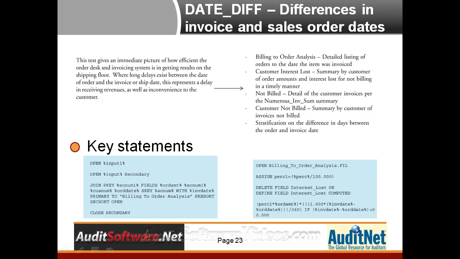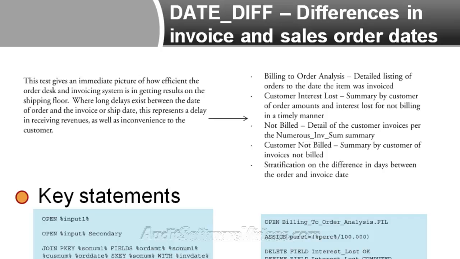The first test we're going to talk about is the date difference test, and we're going to be looking for differences between the invoice and sales order files, and mostly looking for situations where there are invoices that have not been developed yet or drafted for sales orders, and that would be the not billed section and the customer's not billed section. And also the customer interest lost, which is again for not billing in a timely manner, the billing to order analysis.